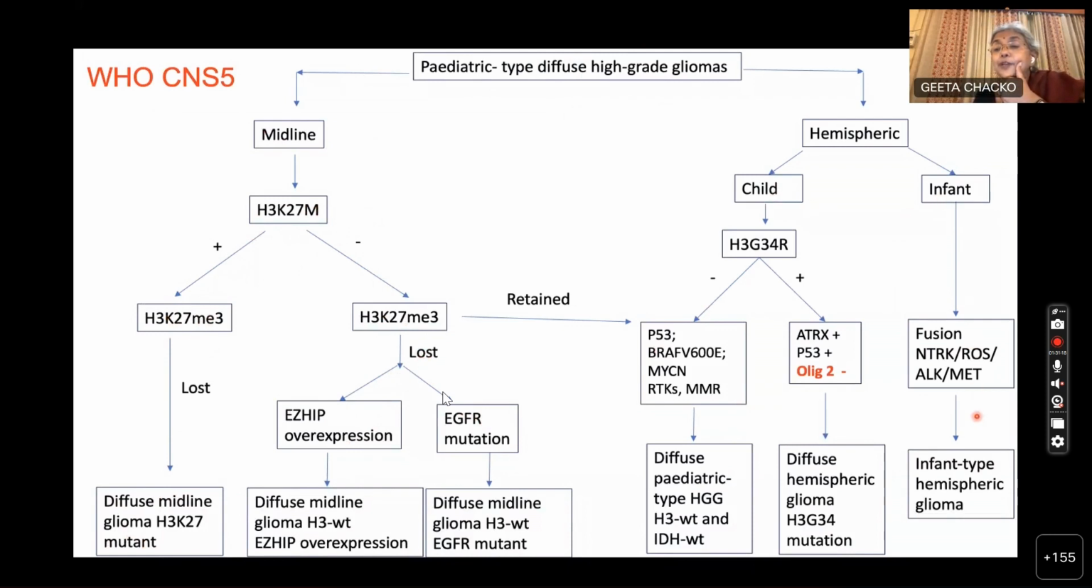And then in the hemispheric group, the infant group have these alterations in NTRK, ROS, ALK, MET, and they're infant type hemispheric. And in children, the H3G34, if they have OLIG2 negative, ATRX positive, P53, they are the H3G34 mutant. And the last are those which are H3 wild type, IDH wild type with the specific alterations. Okay, so you don't call them glioblastomas, or you don't call them astrocytoma grade 3, but you first prove that it's not one of these entities.